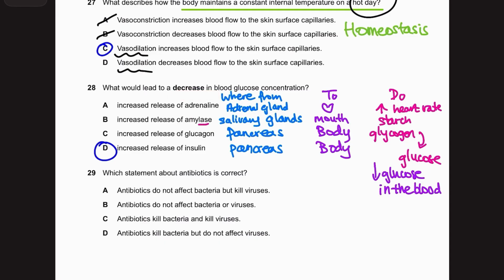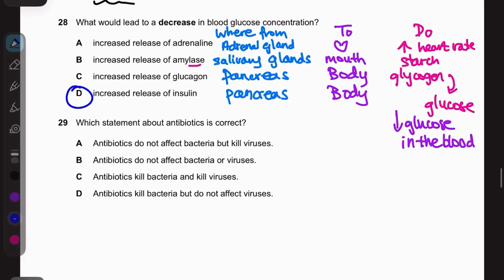Okay, and then finally, question 29, which statement about antibiotics is correct? Okay, so we're going to do some eliminating here again. So, antibiotics do not affect bacteria but kill viruses. Completely wrong. Completely wrong. Okay, because it's exactly the opposite, right? It actually kills bacteria but does not affect viruses. So this is wrong.